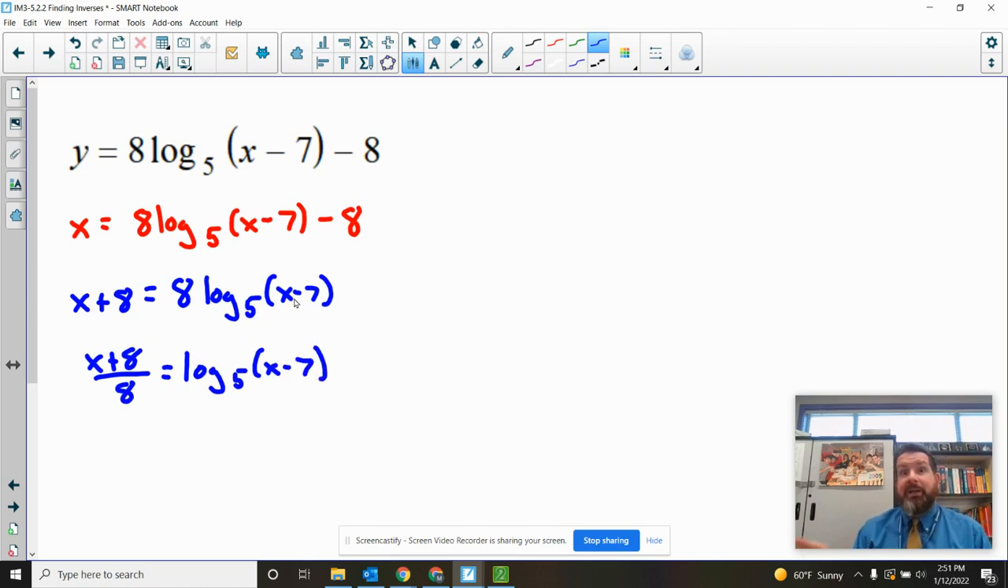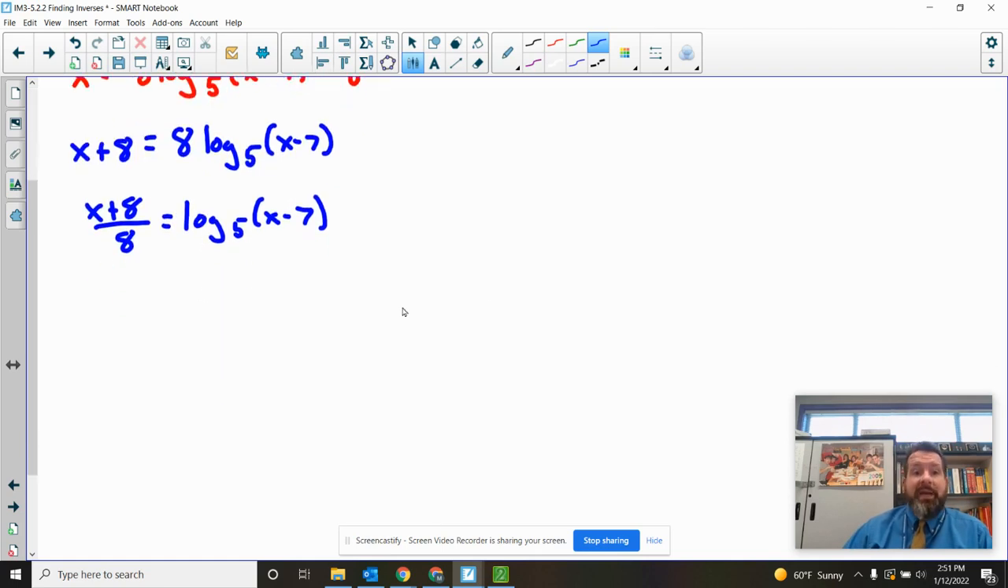Now the log is by itself. No more plus and minus on the back, no more multiply in the front. You're ready to switch to your exponential form. So 5 to the power of x plus 8 over 8 equals x minus 7. Oh, you know what?